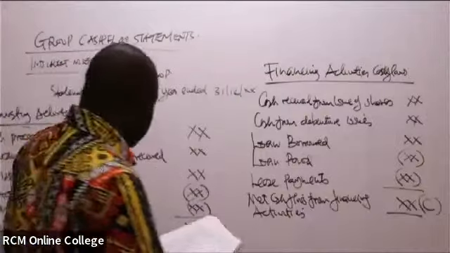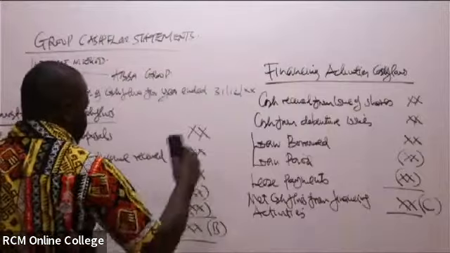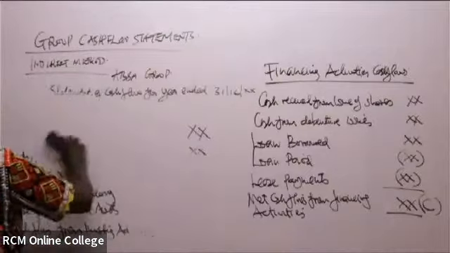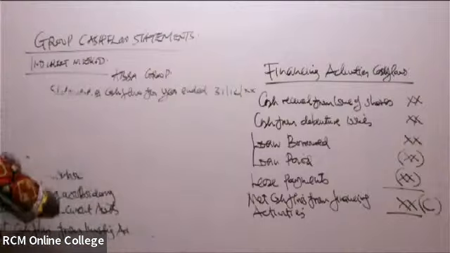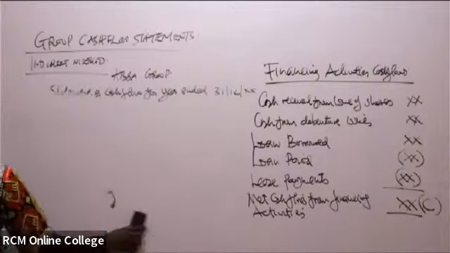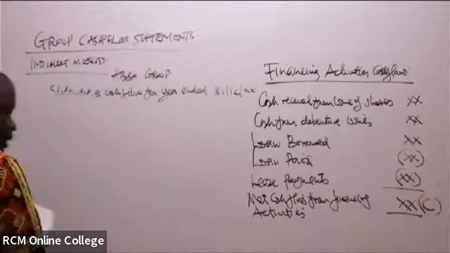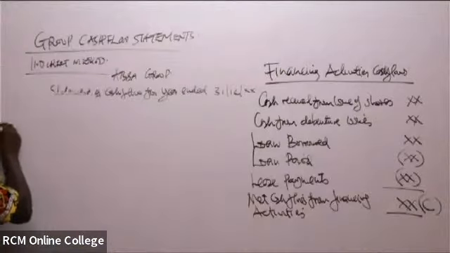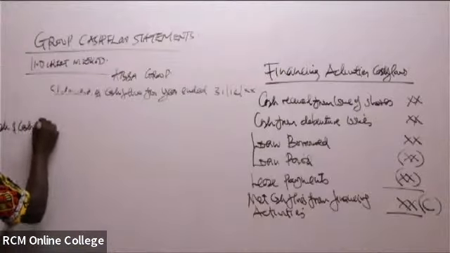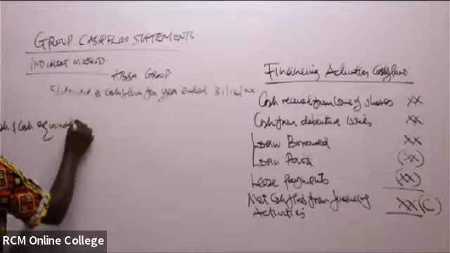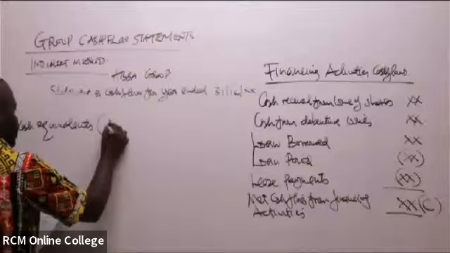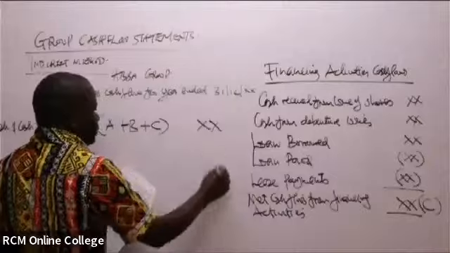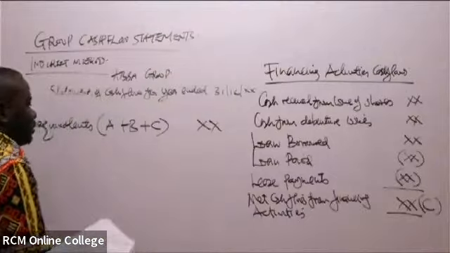So now in this case, you'll add the three of them, A, B, and C. You get the cash and cash equivalents during the year. So in this case, it will be A plus the figure for B plus C. You'll be able to get a figure like that.